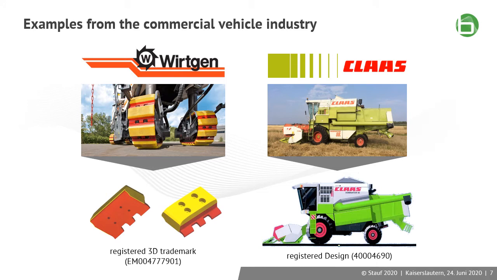This holistic approach is also applied in the commercial vehicle industry. Wirtgen, for example, once protected its tracked vehicles by means of three-dimensional trademarks. Companies like Claas and John Deere also use registered designs.